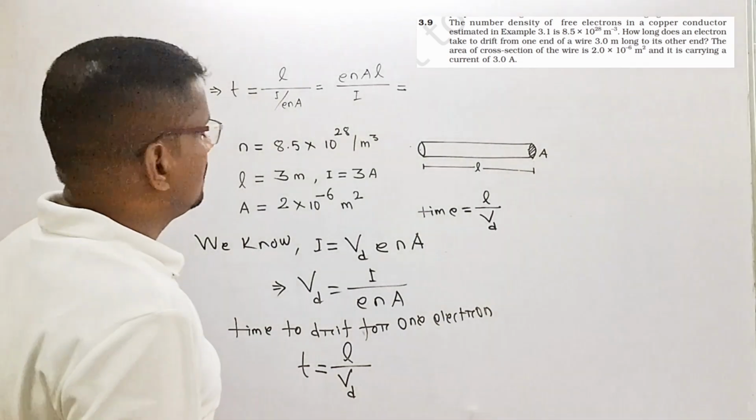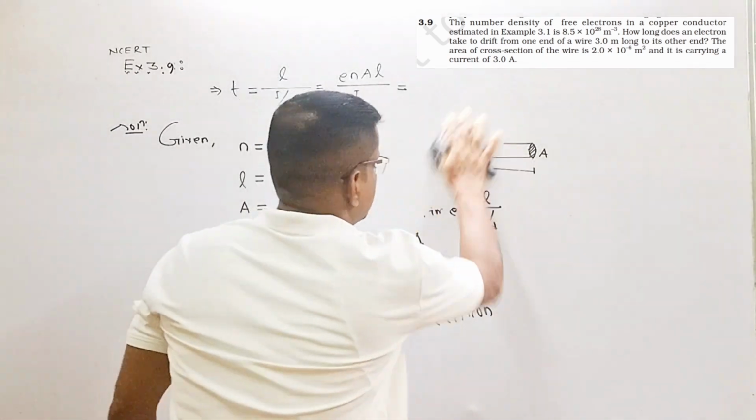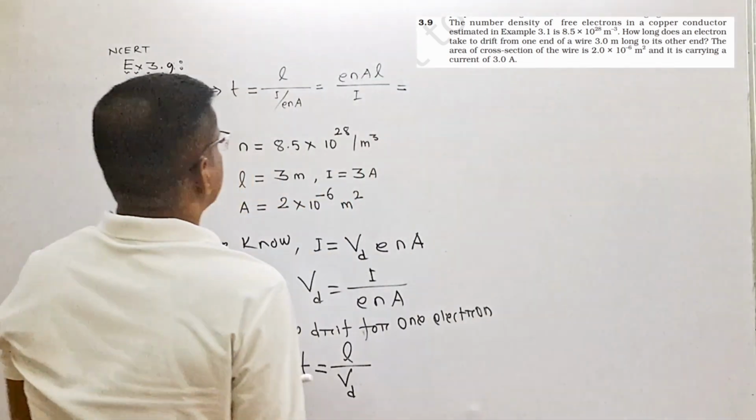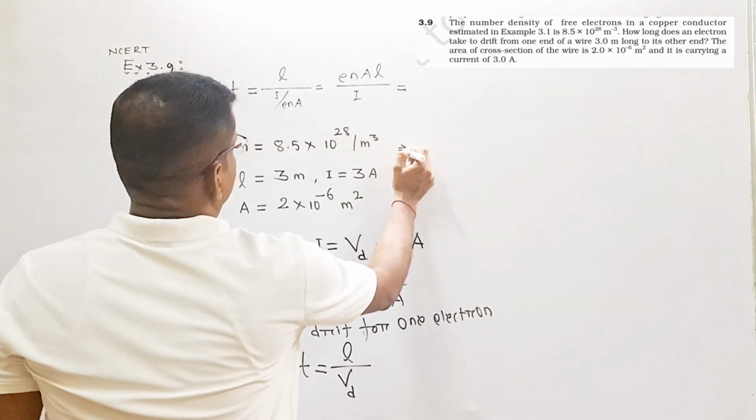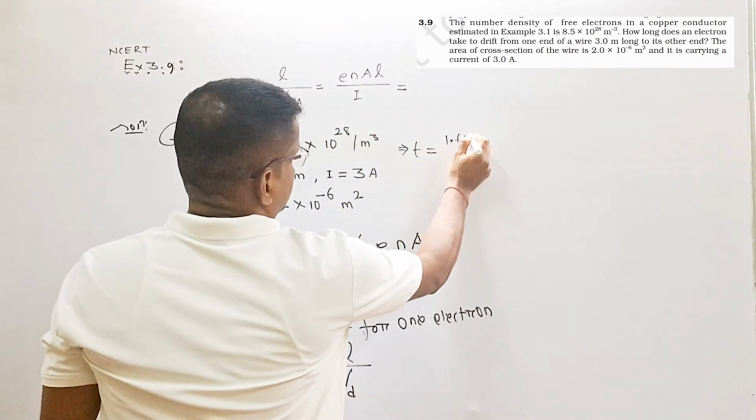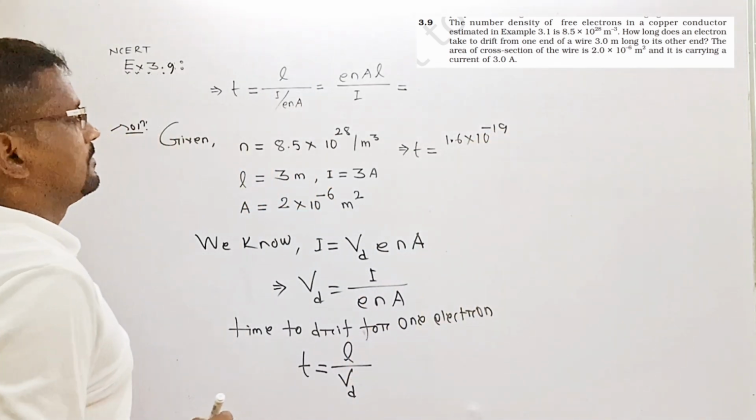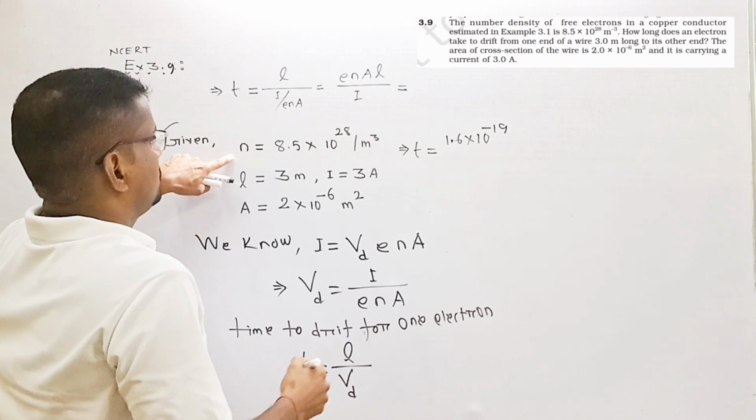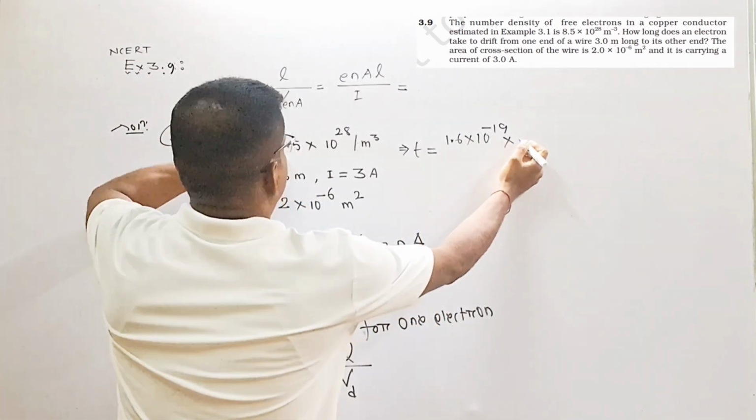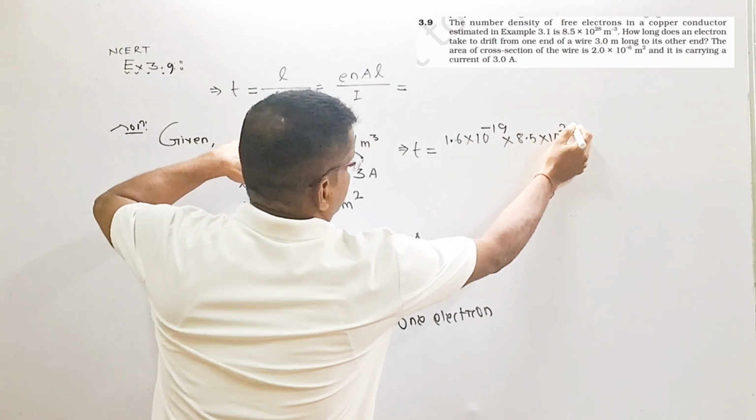So now let us put the values here. This implies t equals charge of an electron, 1.6 into 10 to the power -19, then n is given to you, into 8.5 into 10 to the power 28.